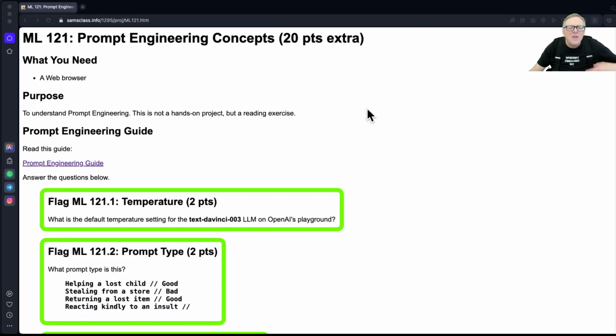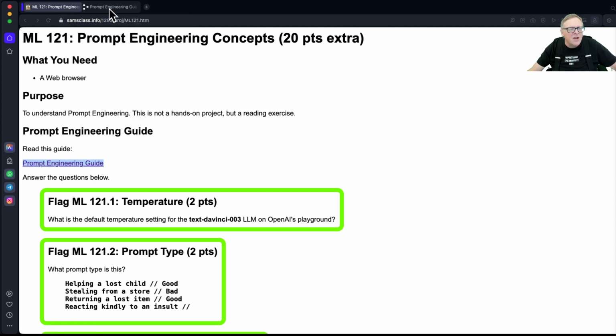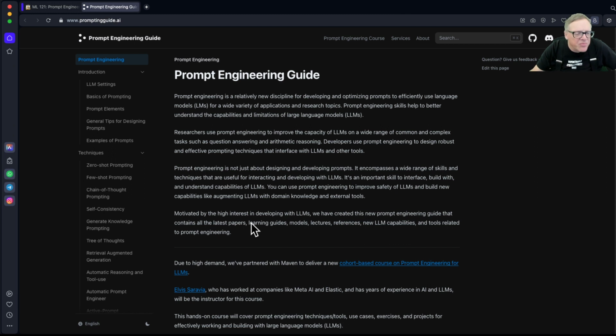So the discipline of writing prompts that will get good answers out of a large language model is called prompt engineering, and there is a guide that will teach it to you here, which is the sort of reading students might want to do. This defines prompt engineering, and it has examples of prompts.